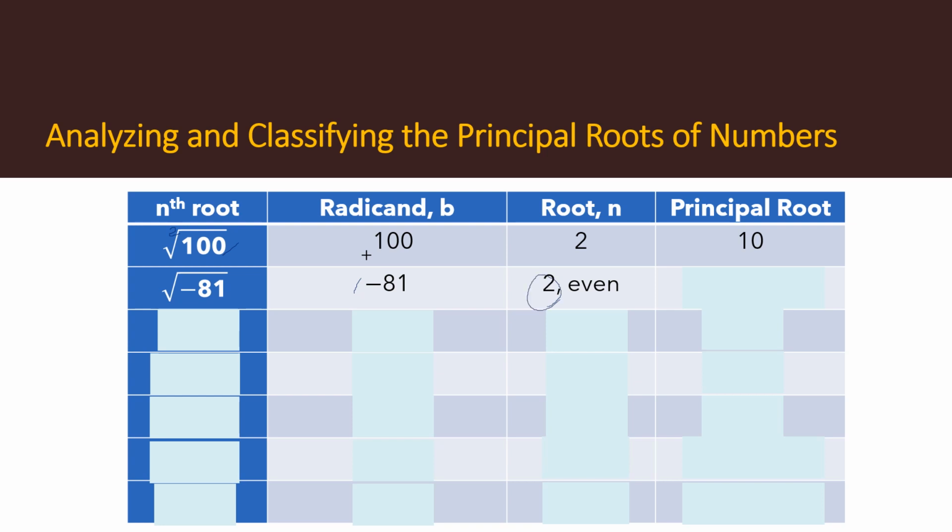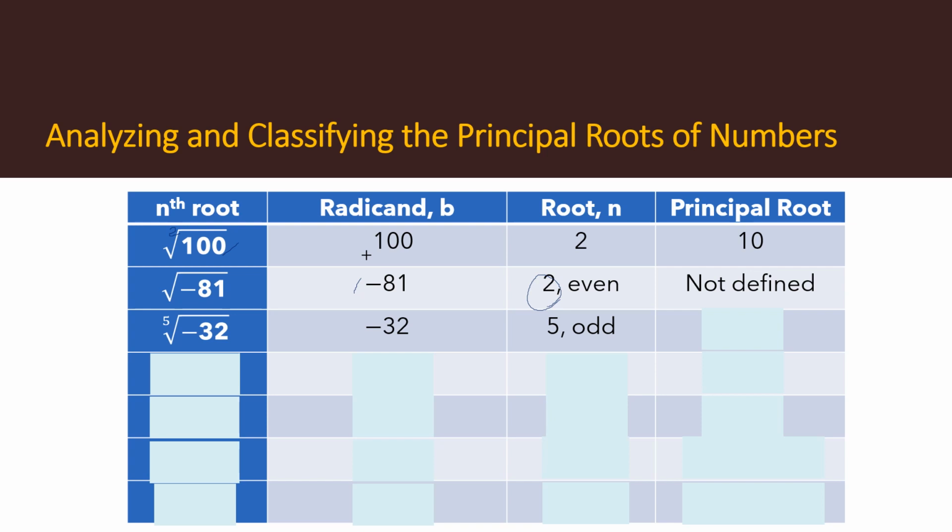So that is not defined. Okay, our third rule a while ago. Next, the fifth root of negative 32. So our radicand here is negative 32, and we are asking for the fifth root. So the root is 5, and it is odd. It is an odd number.